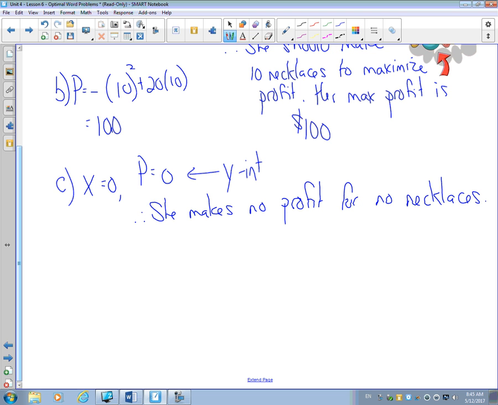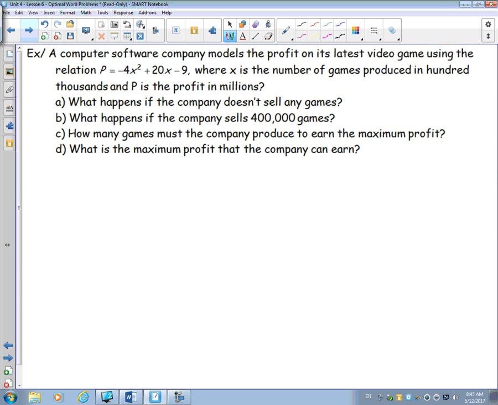Okay, so there's our warm-up one. I'm going to get you guys to try the next one. Okay, same kind of question. See what you can do with this one. A computer software company models profit again using this equation. So we've got a slightly bigger equation. X is the number of games produced in 100,000s. That might be a key. And P is the profit in millions.